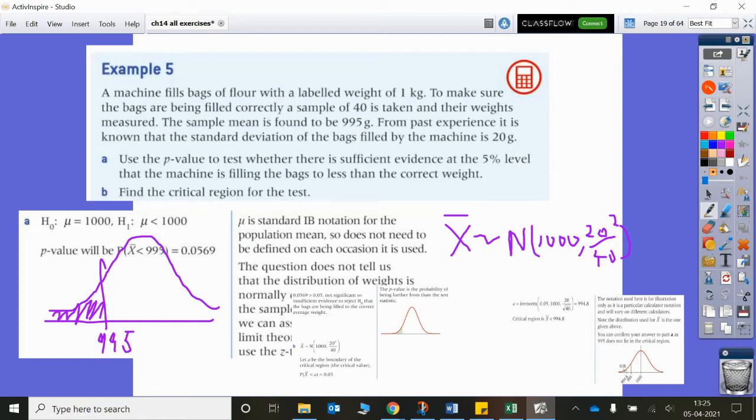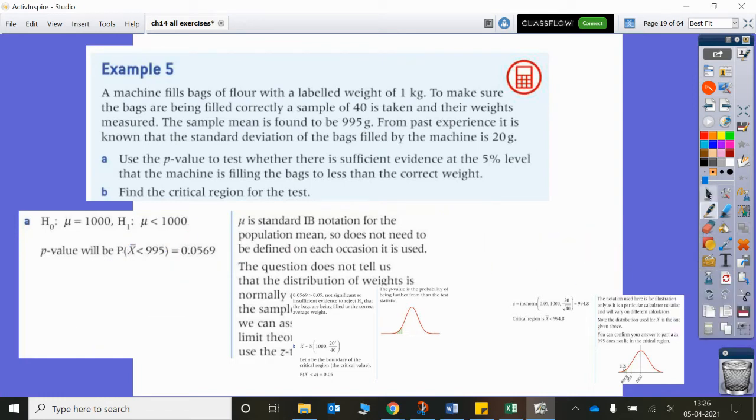So we've got mu equal to 1,000, and I'm going to put the standard deviation in as 20 divided by the square root of 40, close that off, and press OK. I'm getting the answer directly from my calculator. Okay, so there we go. That's done. Let's clear my annotations on that one. You can see that clearly this is above 5%.